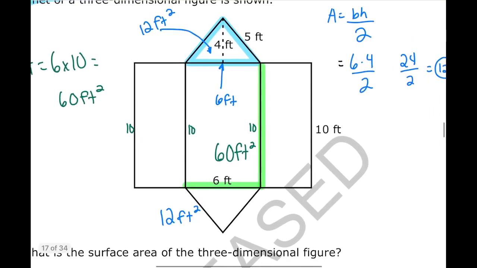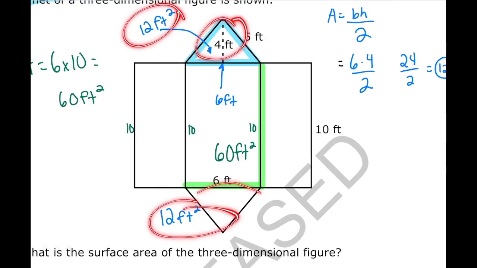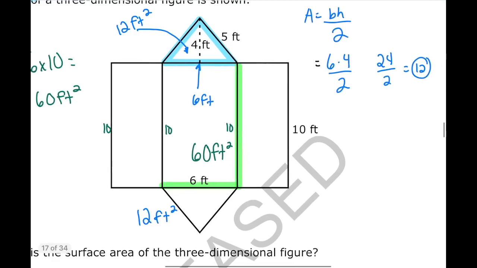So far we have 12 for the triangle, 12 for this triangle, and then 60 for this. Let's find the area for this length right here. If I look at that length going straight up and down, I see that that is 10. And I need to find the length of this side right here. Well, if I try to do the same thing I did before and try to go up and down like this, I don't see a number that goes along with it. So I need to find another line segment that matches this.